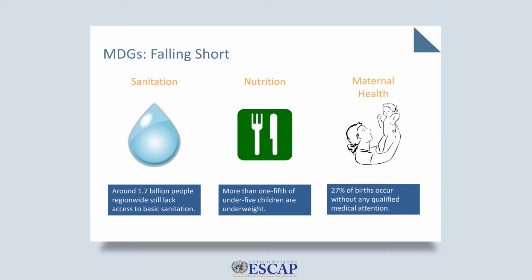Maternal health services. The proportion of live births not receiving skilled birth attendants fell by 36%, and the proportion of expectant mothers not receiving antenatal care fell by 57%, but still fell far short of the MDG target for universal coverage. As a result, 27% of births occur without any qualified medical attention.